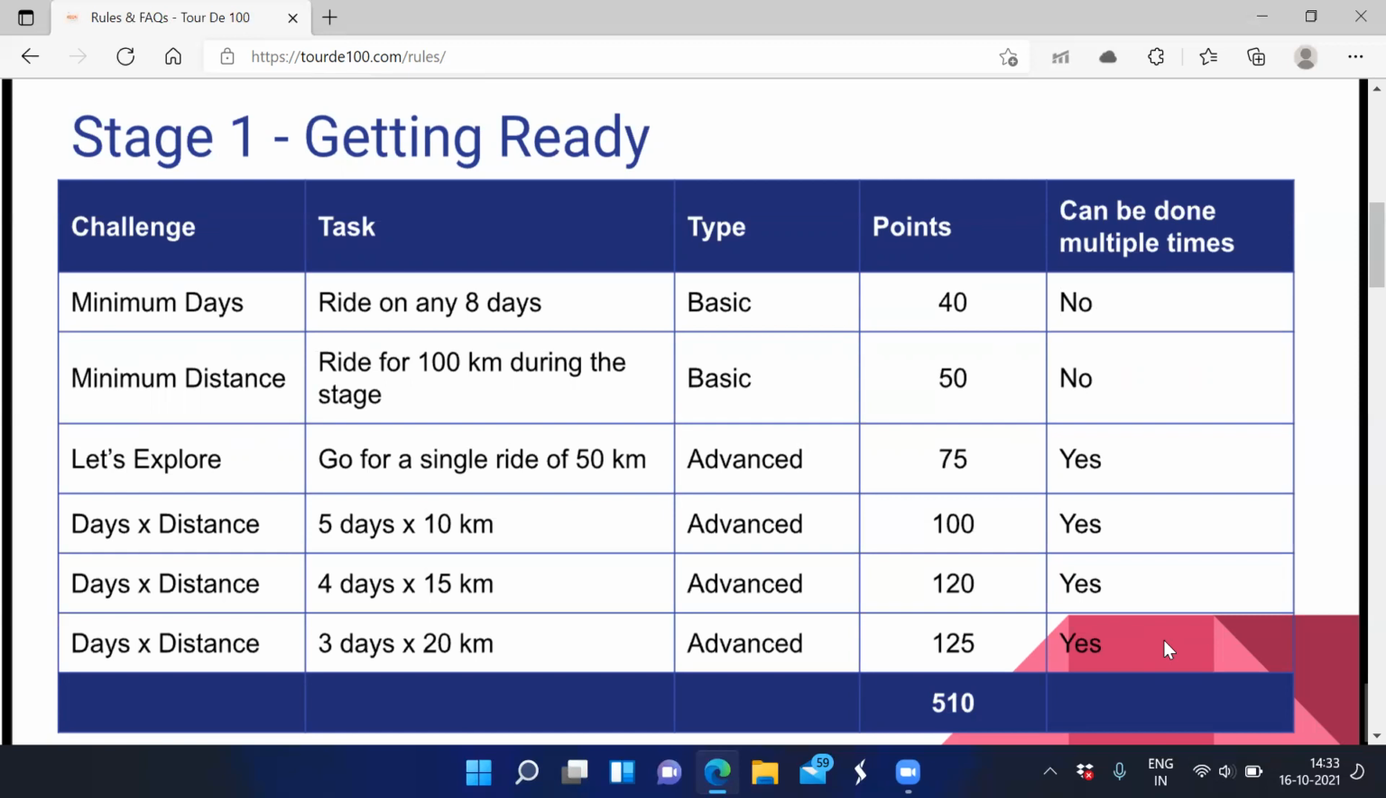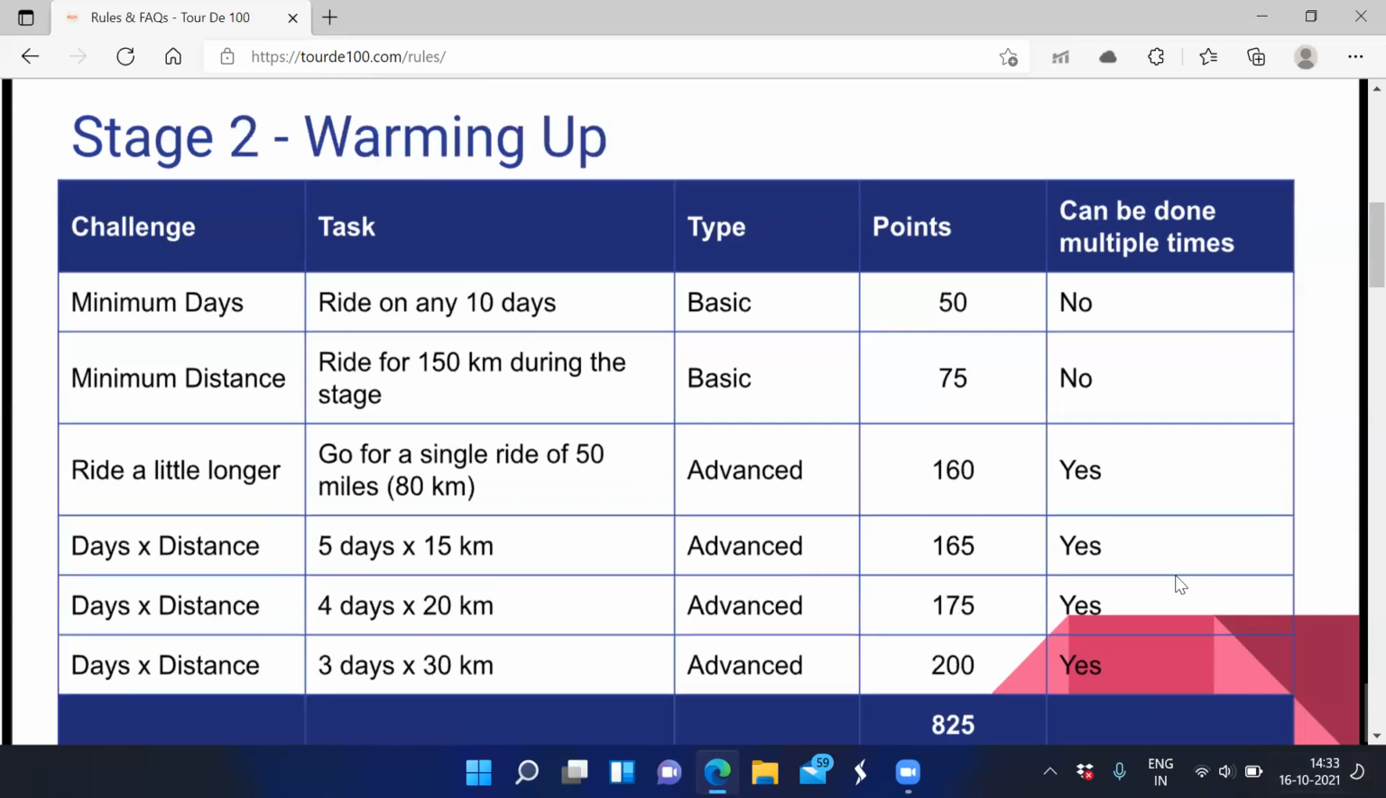And the ride for 100 kilometers during this stage will also be included in that. And ride on any 8 days will also be included in that. So that way you don't need to worry. Now, about which I was talking, the basic events can be done multiple times. First, the minimum days and the minimum distance cannot be repeated, whereas the rest 4 can be repeated multiple times.